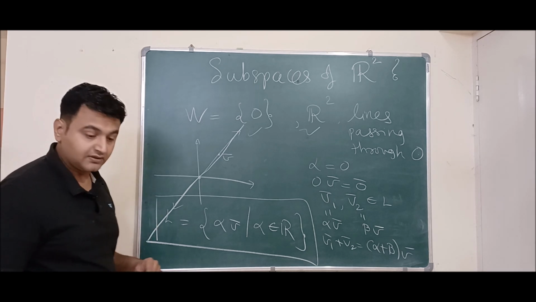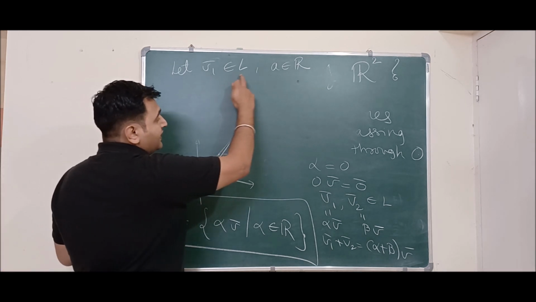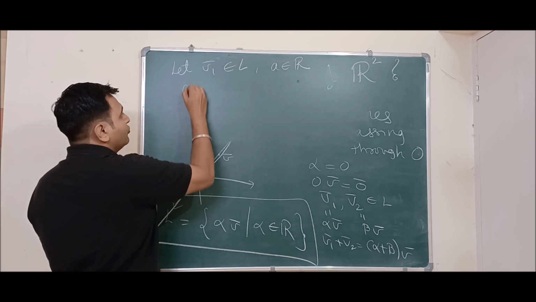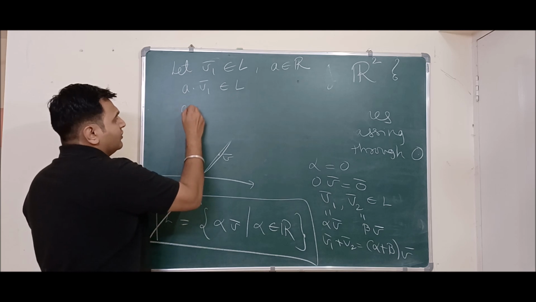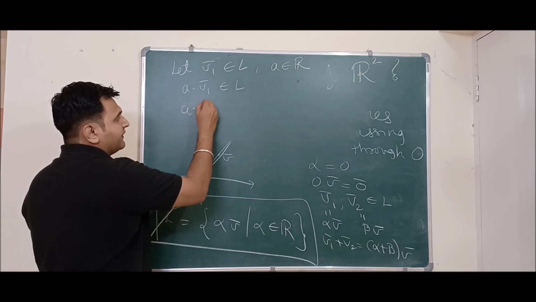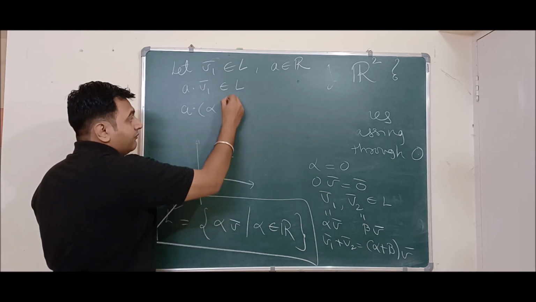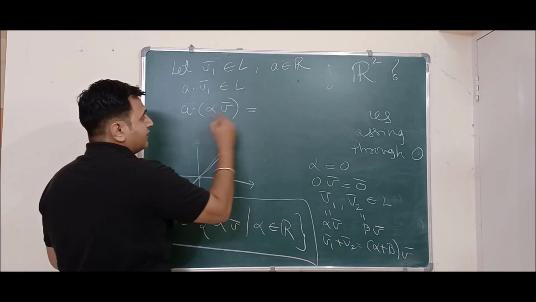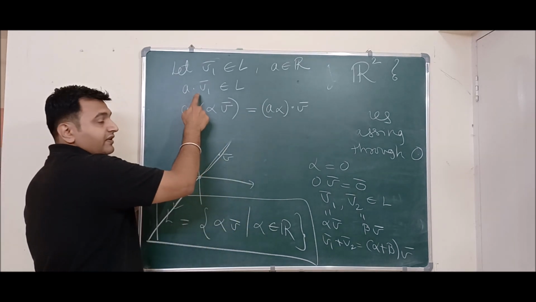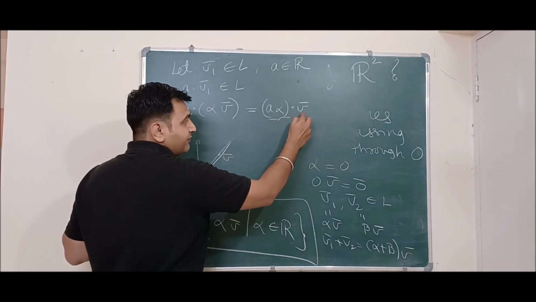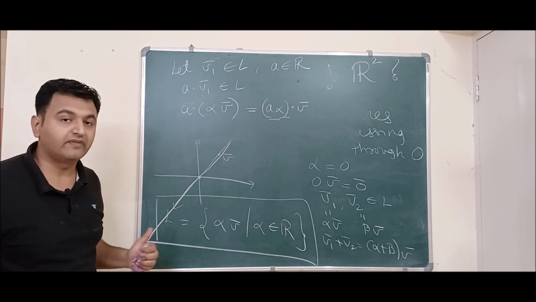What about scalar multiplication? Let us see the scalar multiplication part. Let v1 belong to L and let a be a real number. What you want to prove is that a times v1 bar belongs to L. But that is obvious. Why? Because v1 bar is nothing but some multiple of v, so v1 bar is some alpha times v. By the properties of vector spaces, a times alpha times v bar is just a scalar multiple of v bar. So since it is a multiple of v bar, a times v1 bar is also an element of L.